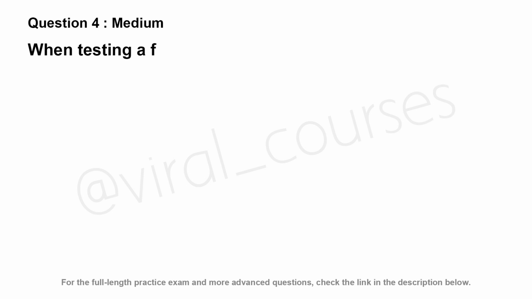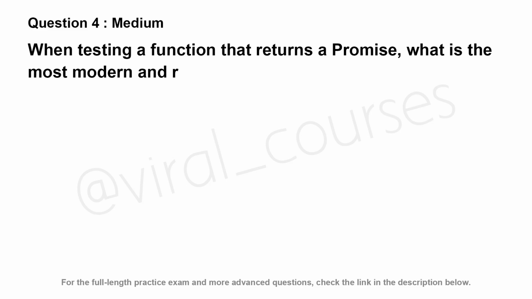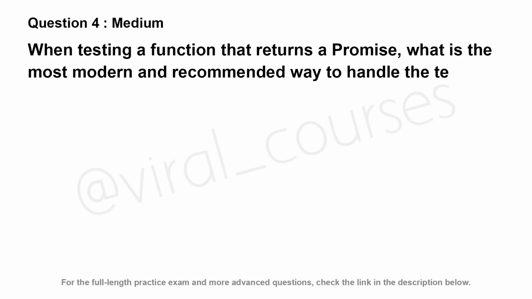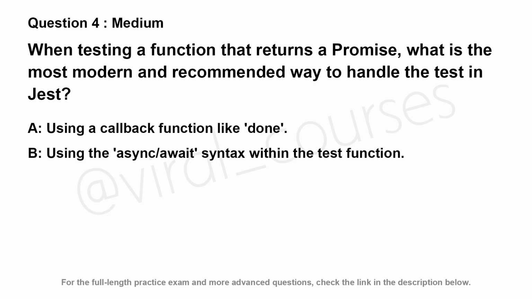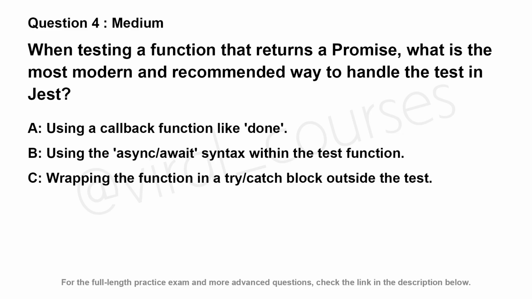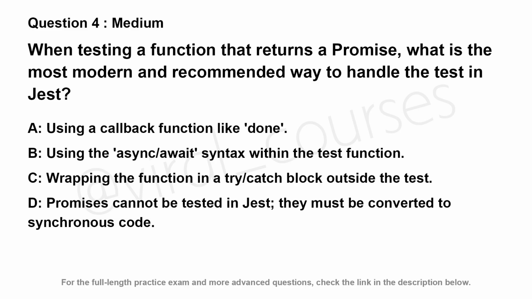When testing a function that returns a promise, what is the most modern and recommended way to handle the test in Jest? Option A. Using a callback function like done. Option B. Using the async await syntax within the test function. Option C. Wrapping the function in a try-catch block outside the test. Option D. Promises cannot be tested in Jest. They must be converted to synchronous code.